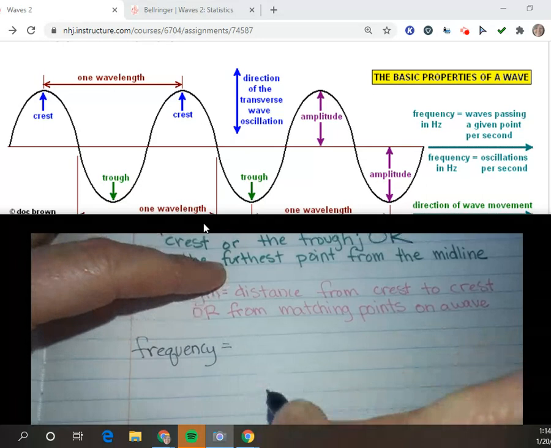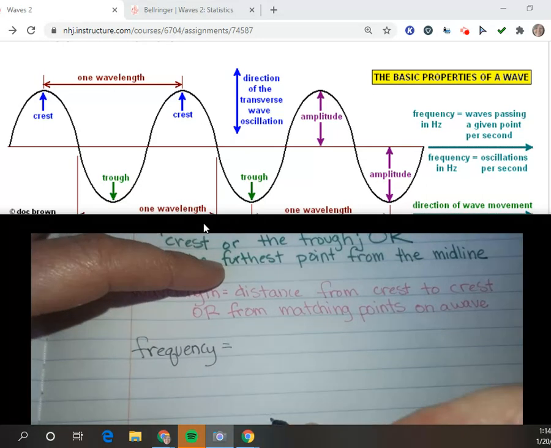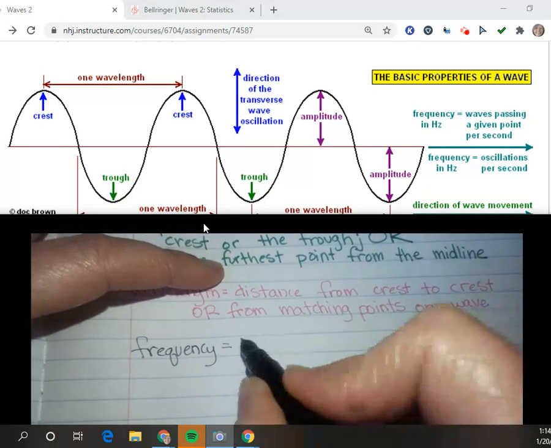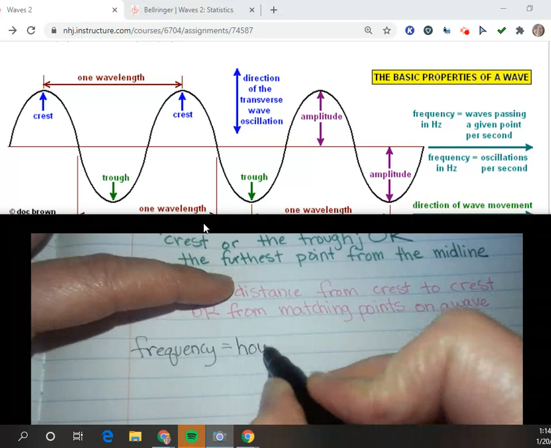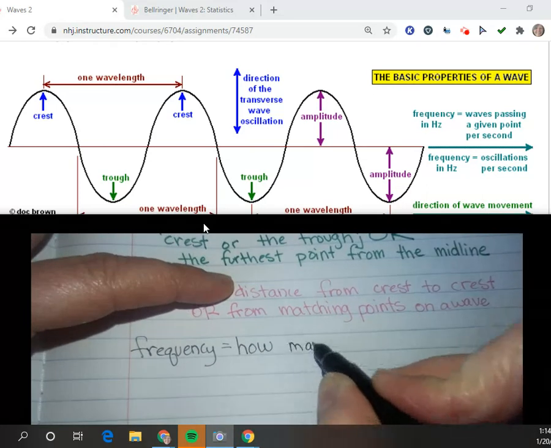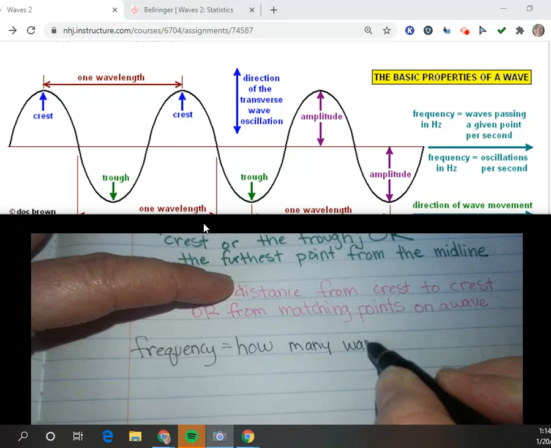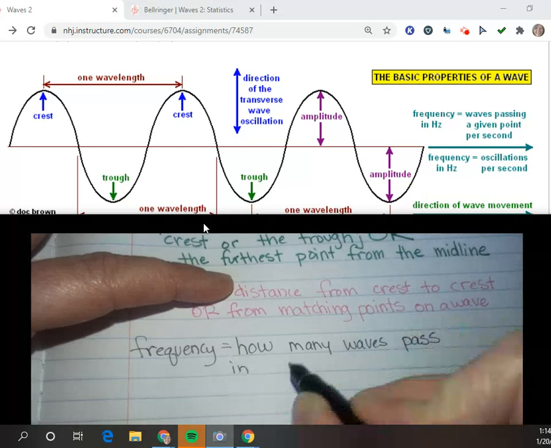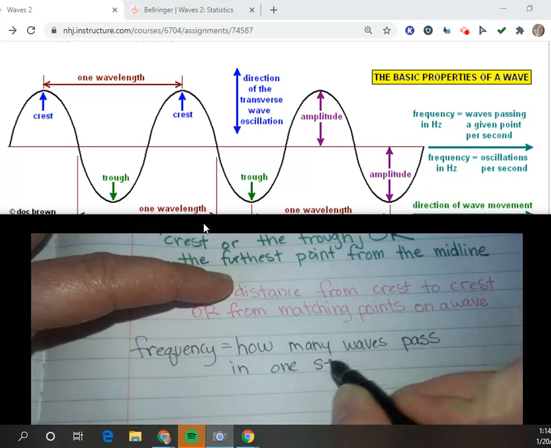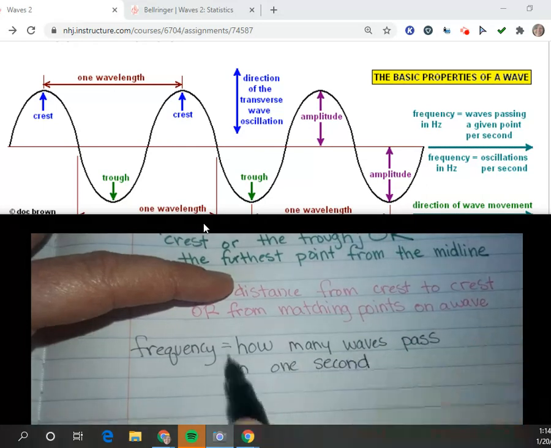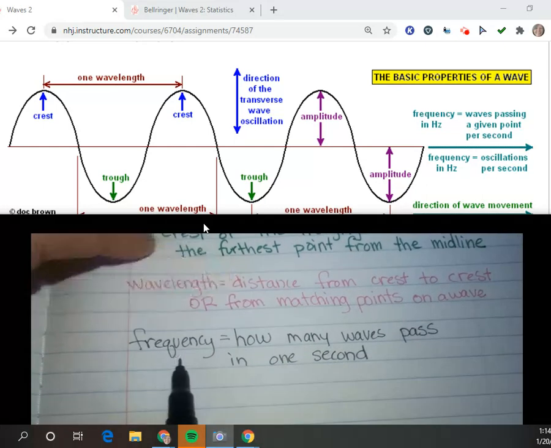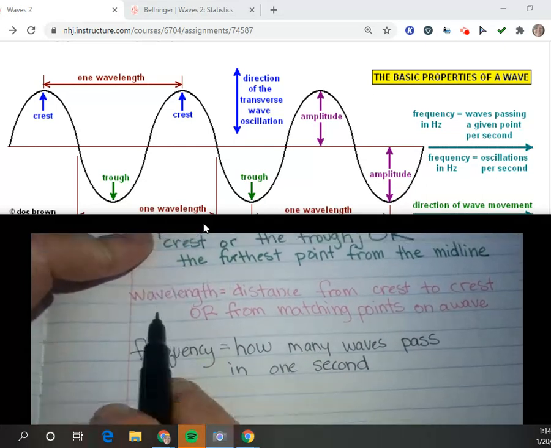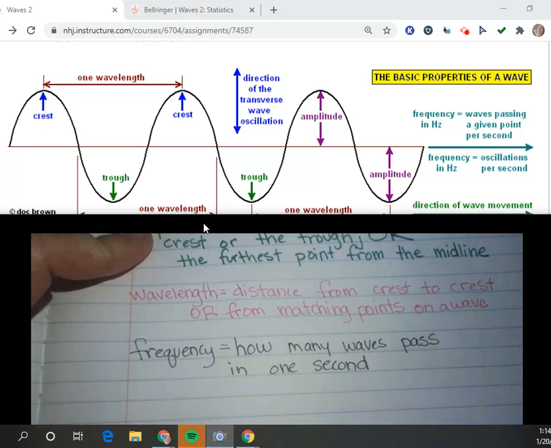It says waves passing a given point per second. But we could just write it a little simpler by saying how many waves pass in 1 second. So frequency has to do with speed. How many times this wavelength goes by.